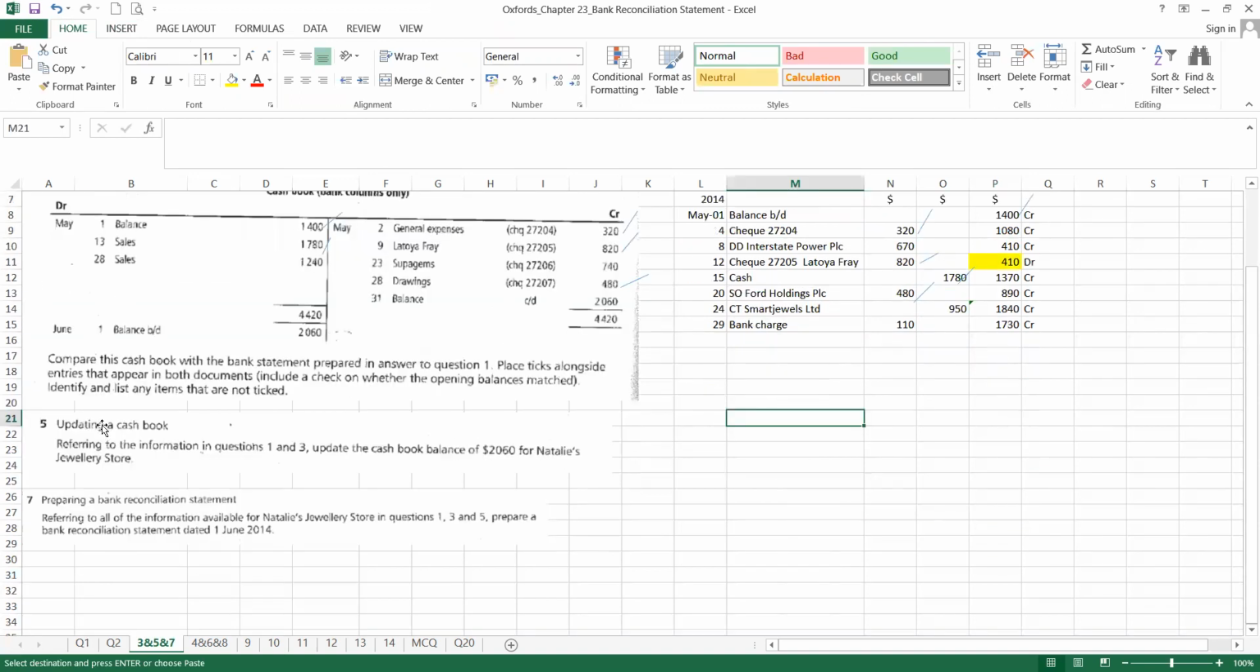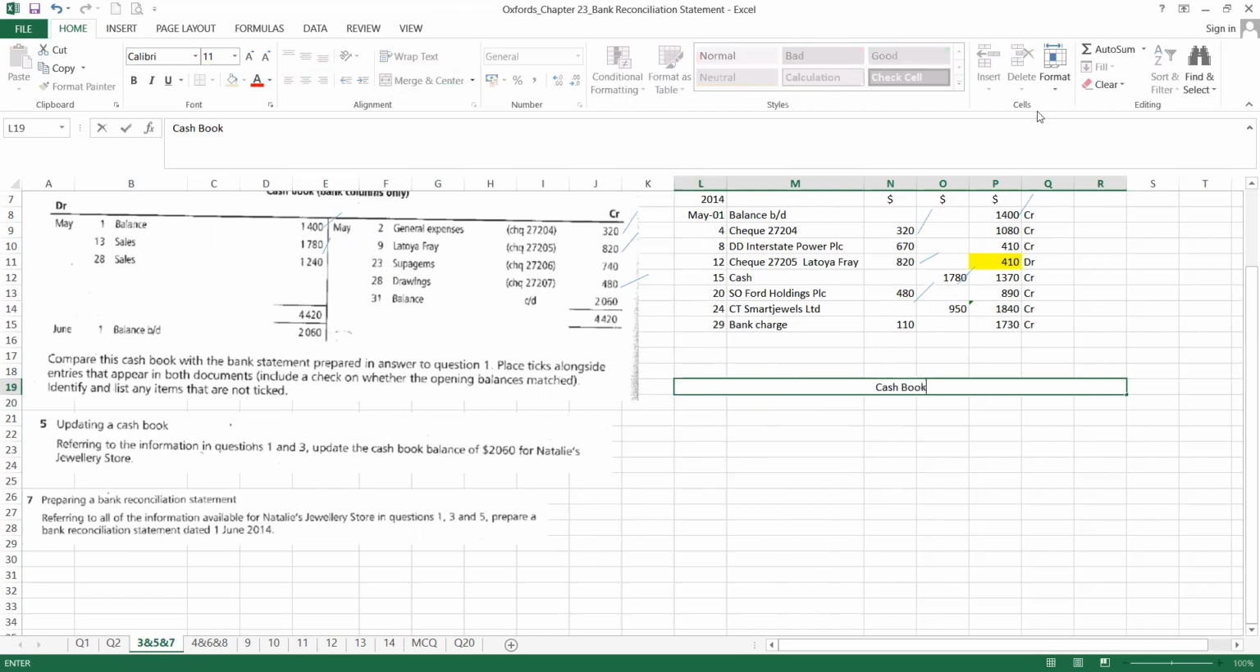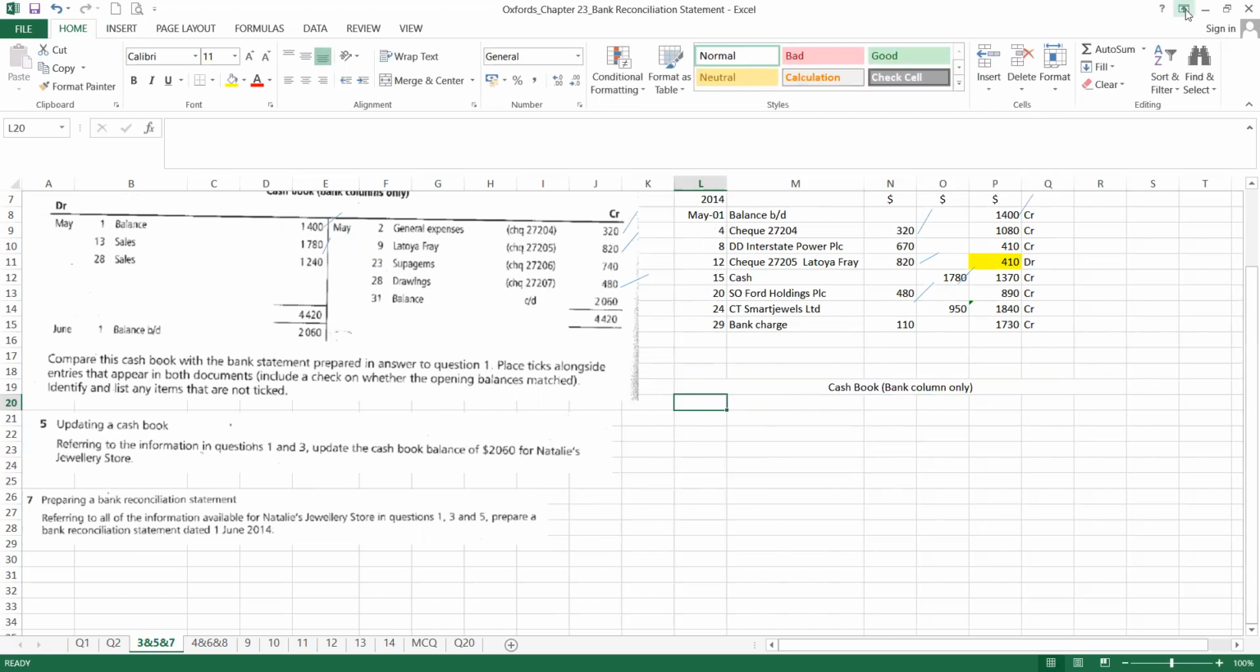The next thing that we got to do is question 5, update a cash book. Refer to the information in questions 1 and 3. Update the cash book balance of 2,060 for Natalie. So this is the balance, and they asked us to update the cash book. So we put in the information. This one refers to the bank column only. So the date, detail, and the amount. Put into columns.